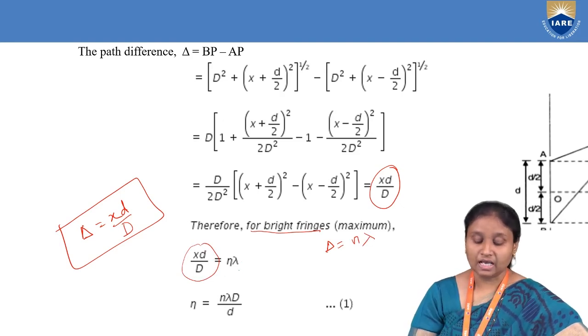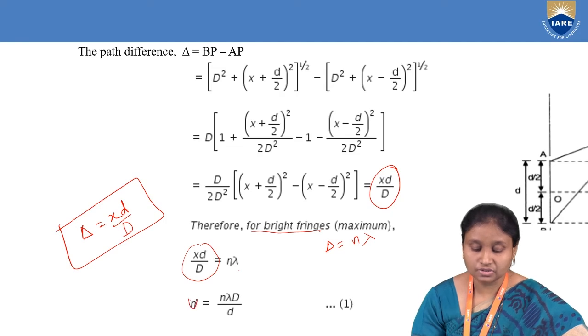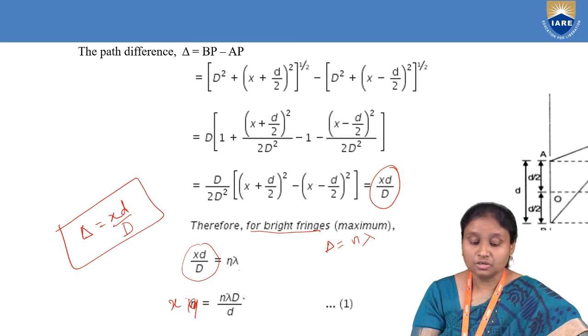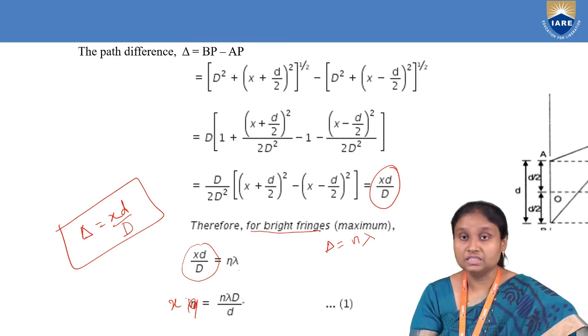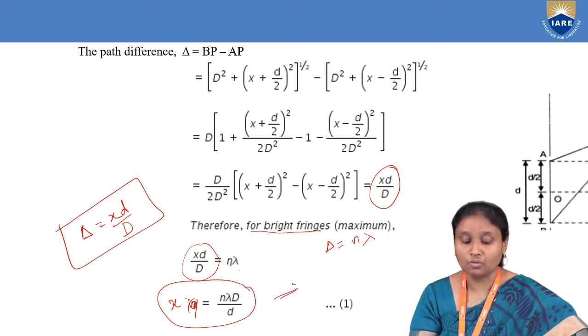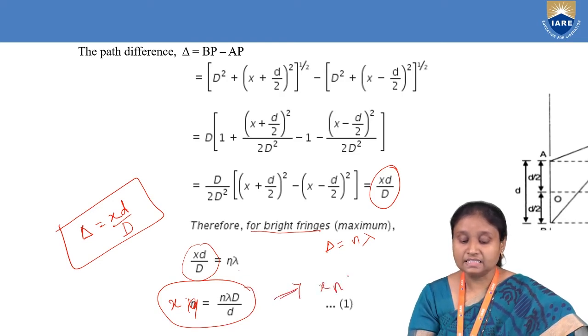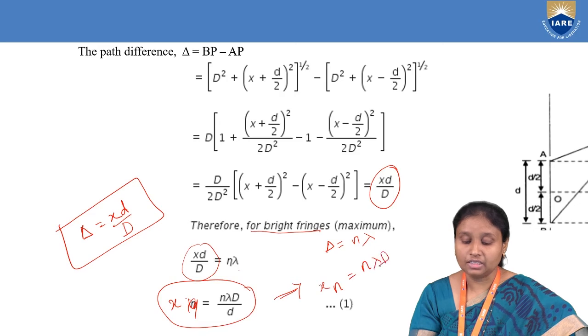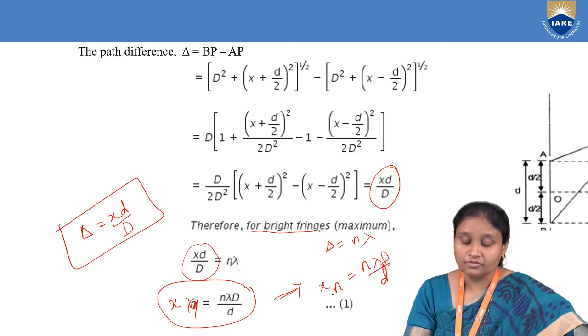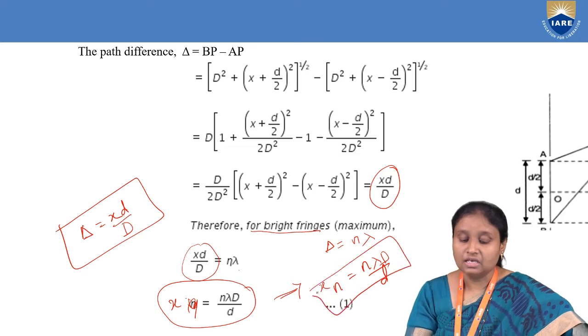And from this we are introducing one parameter. So in this case, we'll have our x. X is the distance of the bright fringe from the center of the screen. So it comes out to be n lambda capital D by small d. So this is a very important parameter. And this I can also write as xn is equal to n lambda D by d. What is xn? Xn is the distance of the bright fringe from the center of the screen.